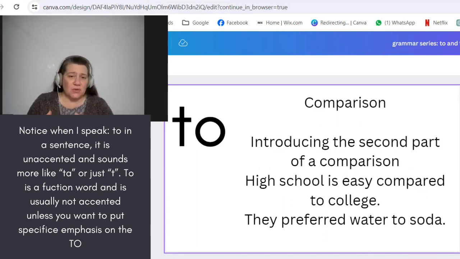We can also use "to" in comparison. For example, they preferred water to soda. High school is easy compared to college. They preferred water to soda. It's the second part of a comparison.